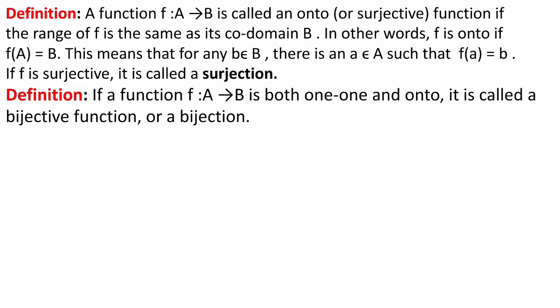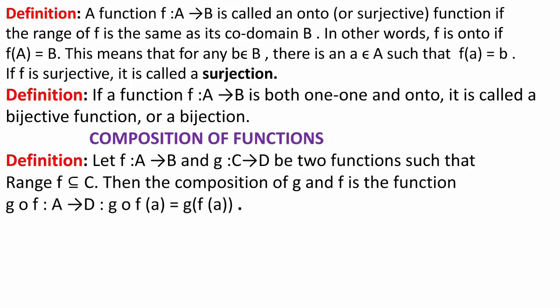If a function f from A to B is both 1-1 and onto, then it is called a bijective function or a bijection. Now we define the composition of functions. Let f from A to B, g from C to D be two functions such that the range set of f is a subset of C. Then the composition of g and f is the function defined as g composition f from A to D such that g composition f of a equal to g of f of a.